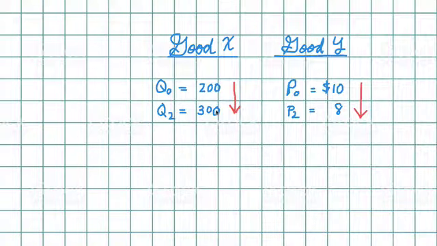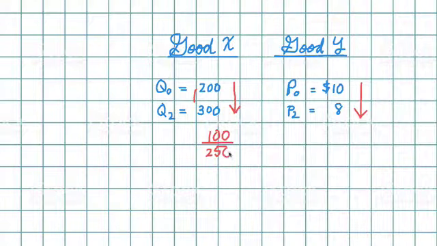So we're just going to use the same midpoint formula that we use for calculating price elasticity and apply it here to the cross price elasticity. So what goes in the numerator is the percent change in the quantity demanded of good X, which is simply, first of all, the difference between these two, which is 100. So just go ahead and write that in there in the numerator, 100, divided by the average of these two figures, 200 and 300, that average is 250.